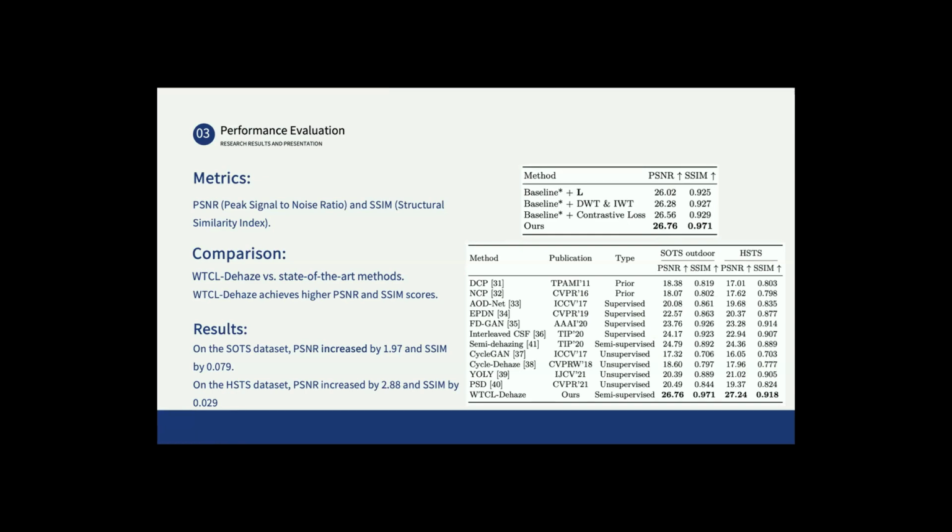For the data sets that we used for our work, we used the SOTS and HSTS, which are both synthetic data sets, and we also used real-world images to ensure that our model generalizes beyond synthetic data sets. And we tested them on various real-world hazy images as well to validate its robustness.